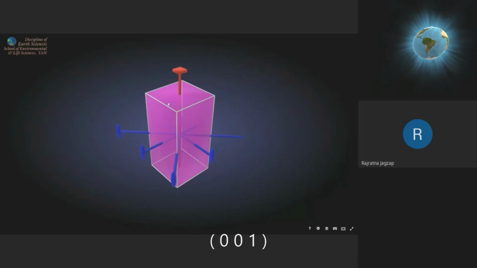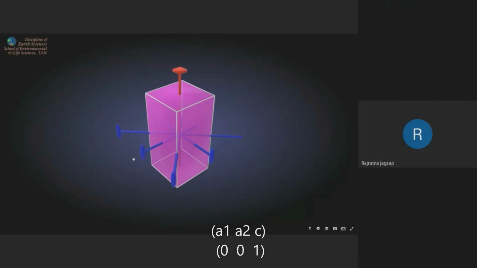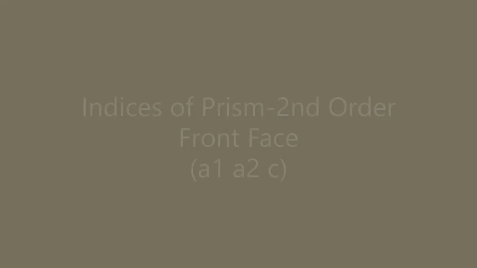Indices of the face is 0, 0, 1. So it is cutting third axis. That's why third figure is 1. It is parallel to first two axes, that is 0, 0. That's why first figures are 0, 0. And third figure is 1. That's why it is cutting vertical axis.